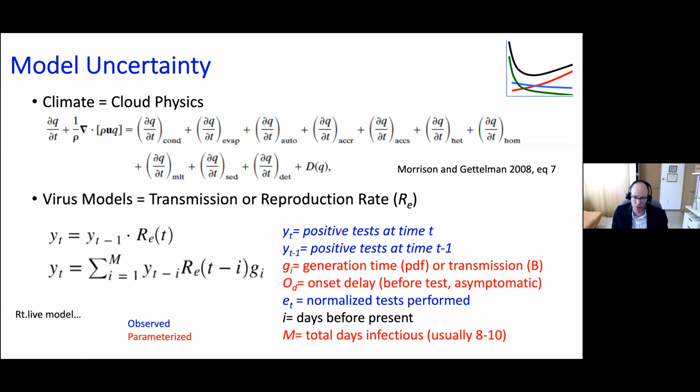And again, all these terms for virus models, some of these things are observed, the number of tests, the number of positive tests, but some of them actually have to be parameterized. Parameterized means we have to estimate these numbers by constraining or limiting the model, training it on observations. Some of this is based on physics, and some of it is based on public health observations. For example, there's a generation time or a transmission rate, there's an onset delay, and there's the number of days infectious.